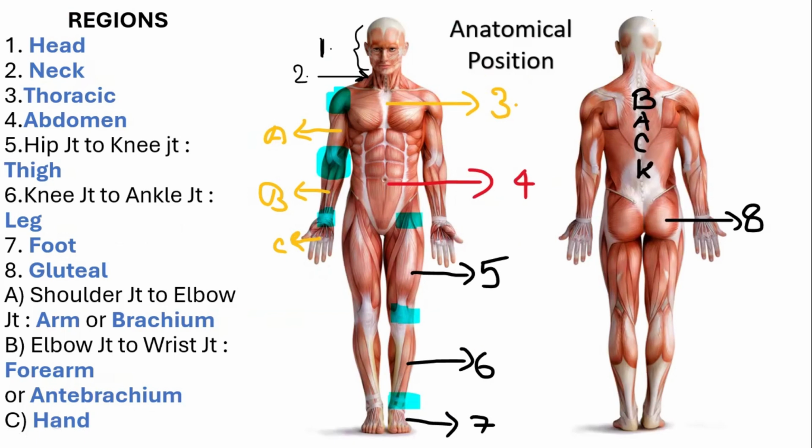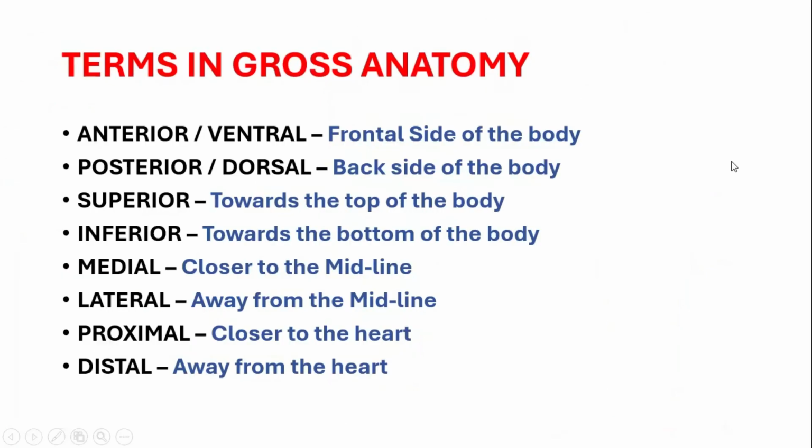Now if I give you two points, let me mark one point here, and let's say this is another point. Please tell me, in these two points, which is superior and which is inferior. Obviously, you will say that the point present in the thoracic and abdomen region is the superior point, and the one present in the thigh region is the inferior. So I hope you have understood the terms superiorly and inferiorly.